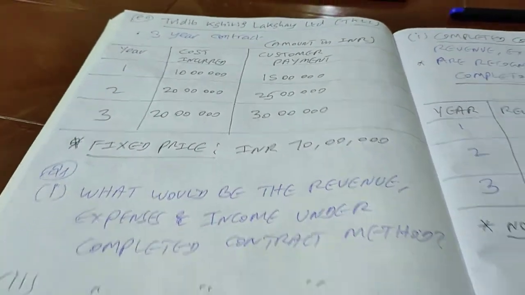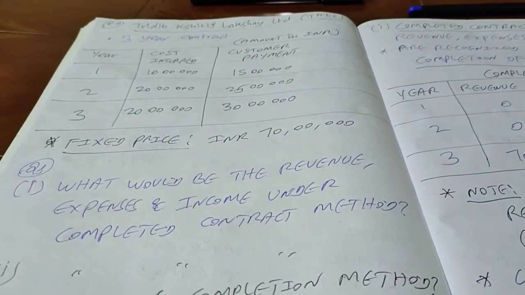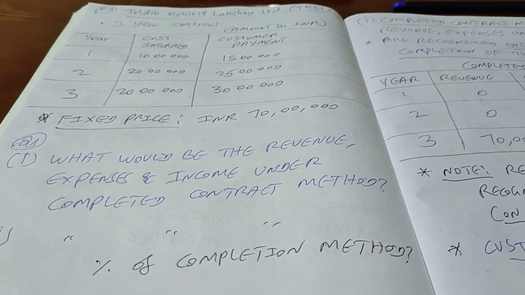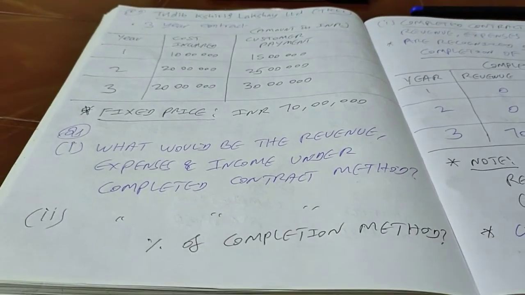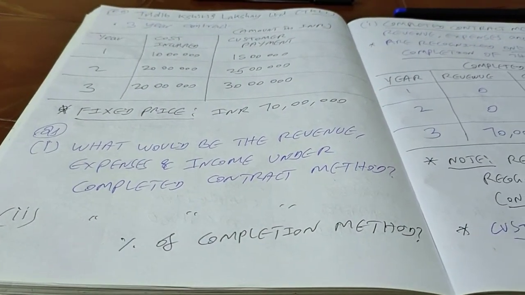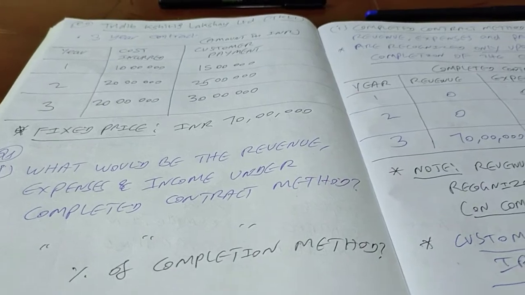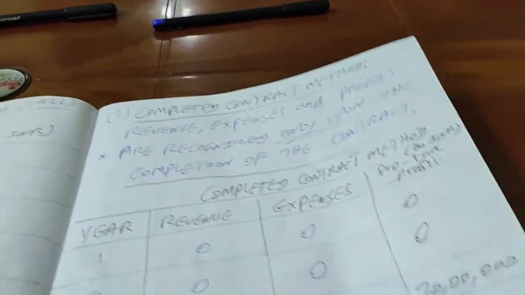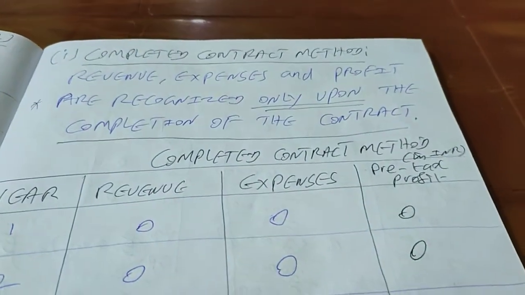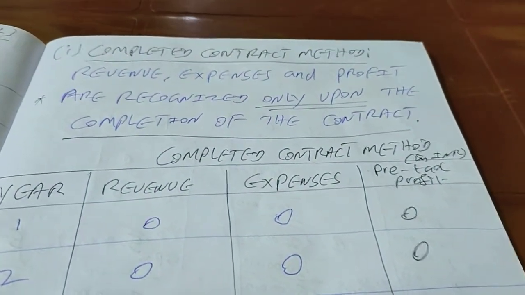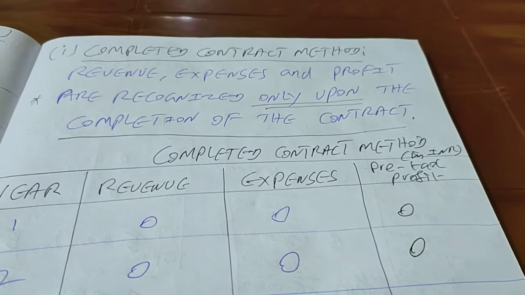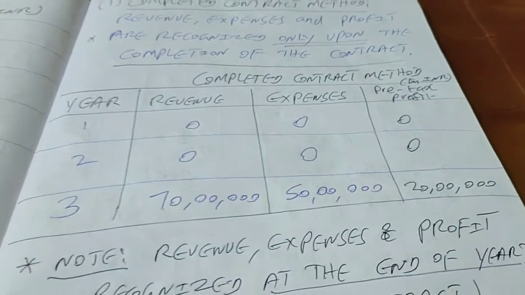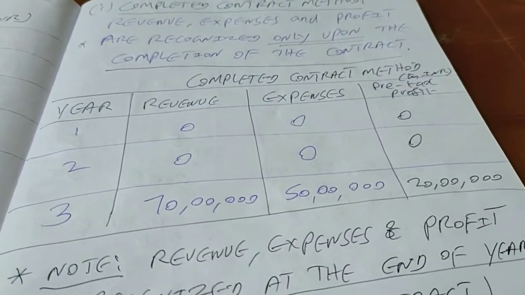Okay. So now there are two questions. Question number 1 is, what would be the revenue, expenses and income under a completed contract method? Question number 2 is, what would be the revenue, expenses and income under the percentage of completion method? Okay. So now let's look at completed contract method. If it is completed contract method, as the name suggests, the revenue, expenses and profit are recognized only upon the completion of the contract. Let me give you the breakup of that.